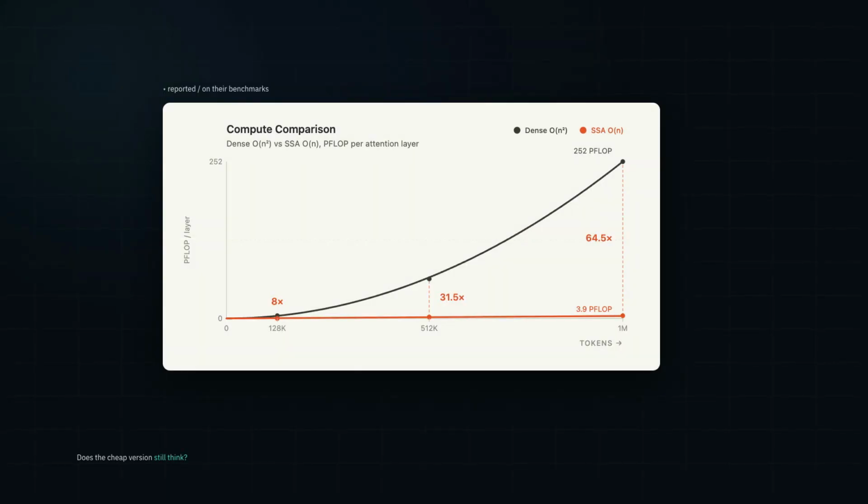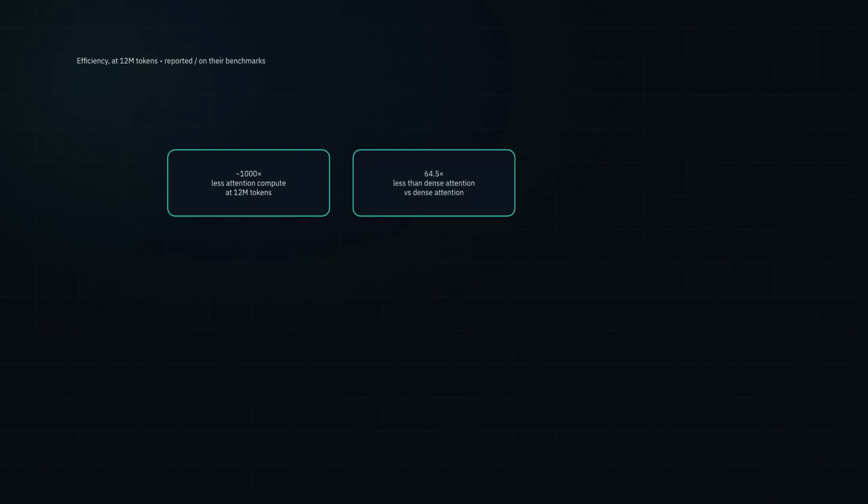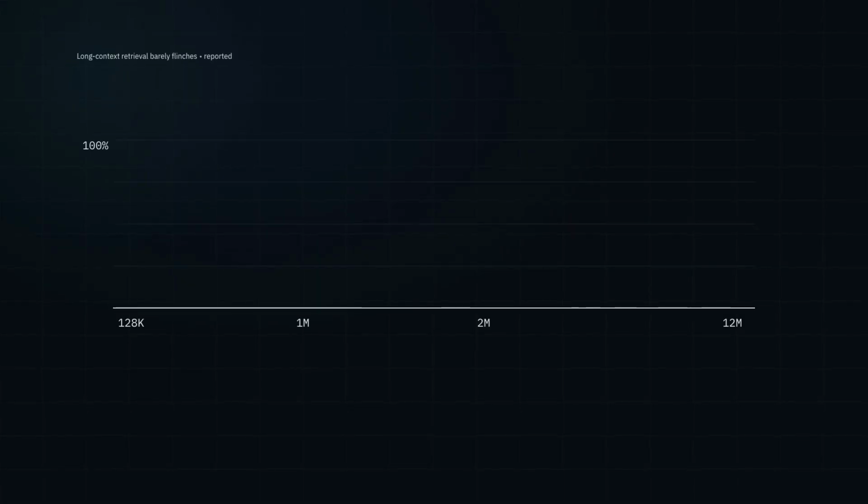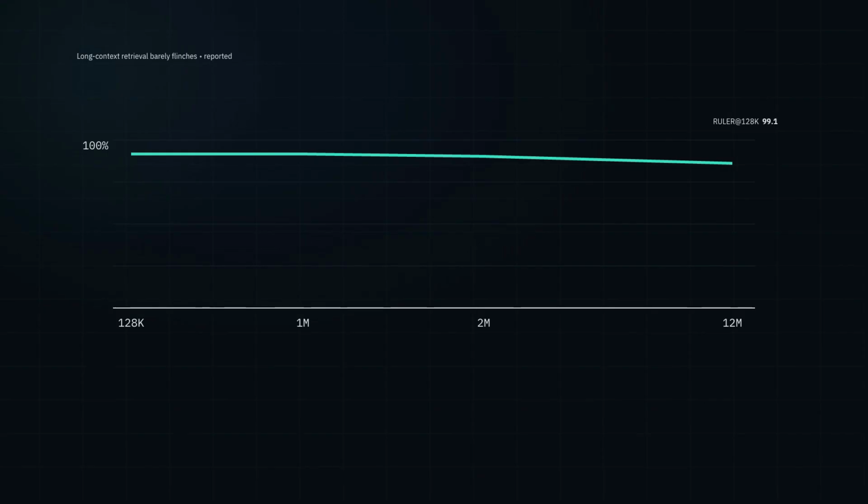Look at what the company reports on its own benchmarks. Start with the efficiency. At 12 million tokens, they report roughly 1,000 times less attention compute, 64.5 times less than dense attention, 56 times faster than flash attention 2 at a million tokens. Now the harder question, did capability survive the cut? On their long context tests, retrieval barely flinches. Ruler at 128K scores 99.1. Single fact needle hits 100% at 1 and 2 million tokens and 98% all the way out at 12 million.